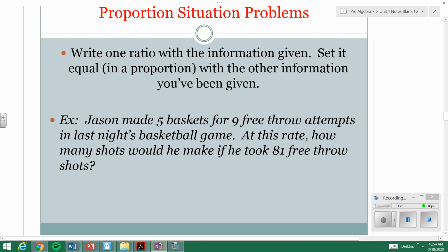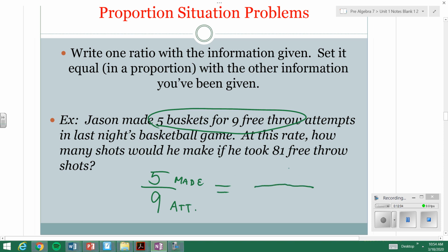Jason made 5 baskets for 9 free throw attempts in last night's basketball game. At this rate, if he doesn't get any better or any worse, how many shots would he make if he hypothetically took 81 free throw shots? Okay, so these are the made to attempts. So let's make sure that I have 5 to 9 is the first ratio that the problem gives me. And this is 5 made baskets with respect to 9, what we'll call attempts, ATT.